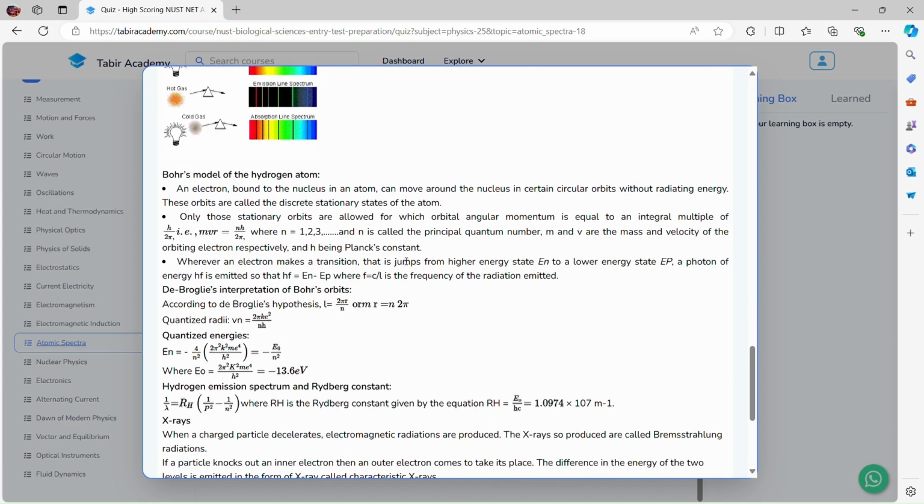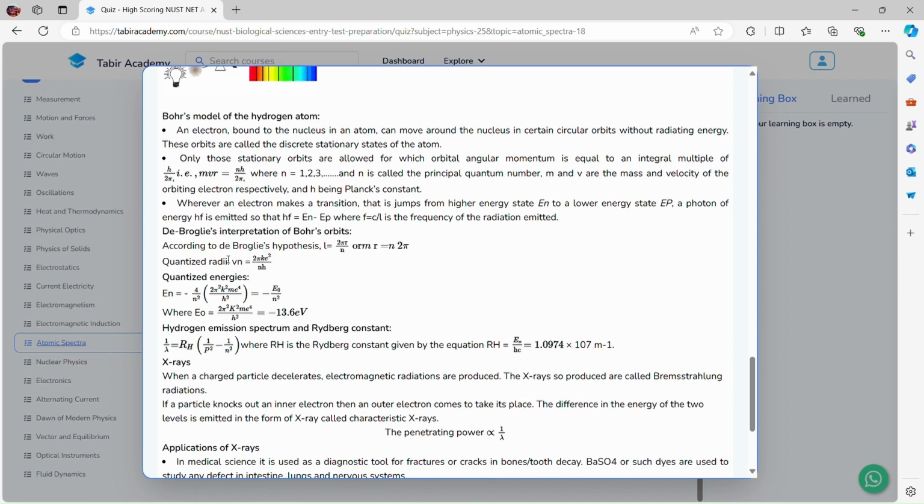Whenever an electron makes a transition, that is, it jumps from a higher energy state En to a lower energy state Ep, a photon of energy hf is emitted, so that hf equals En minus Ep, where f equals c over lambda is the frequency of the radiation emitted. De Broglie's interpretation of Bohr's orbits.